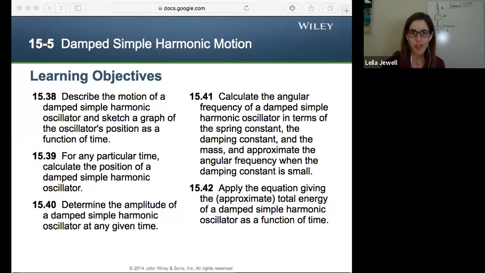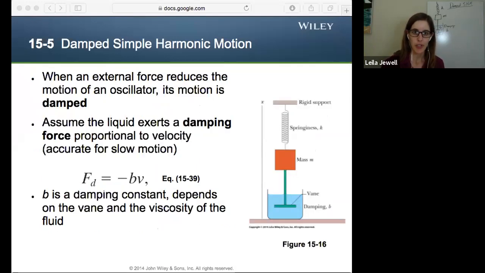Section 15.5, Damped Simple Harmonic Motion. So this is where we're going to make things a little more realistic, at least dipping our toes into it. We won't fully dive into this. That would be a more advanced physics or engineering class, but at least introducing the idea. So what is this damped simple harmonic motion?